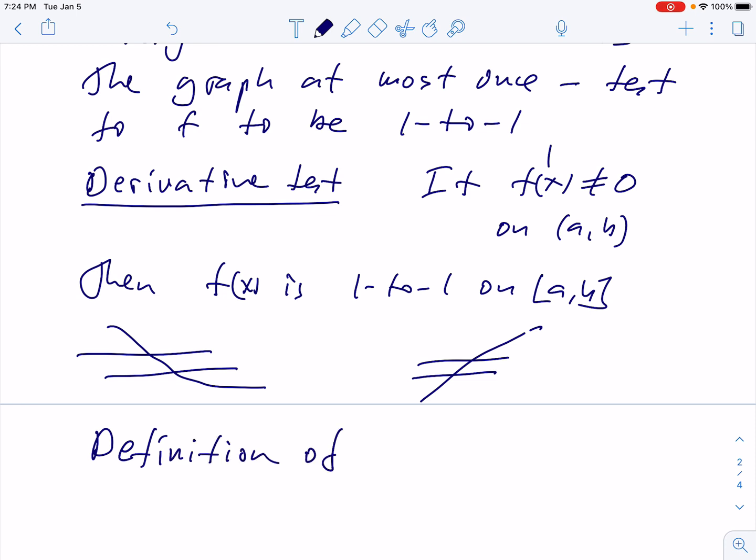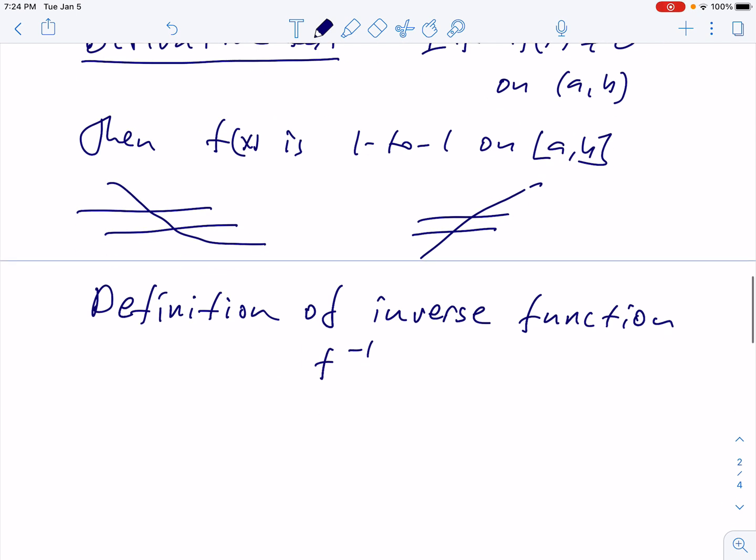Definition of inverse function. For inverse functions, we write f negative first power, which is not actually a power, it's just a notation for the inverse function. It looks like a reciprocal, but it's not. This is not 1 over f. It's a notation for inverse function.